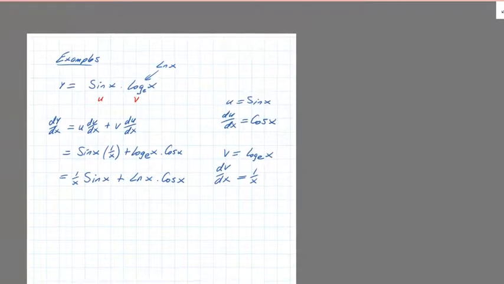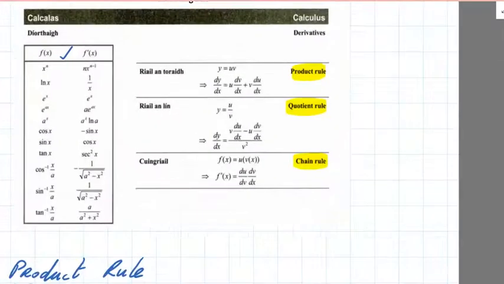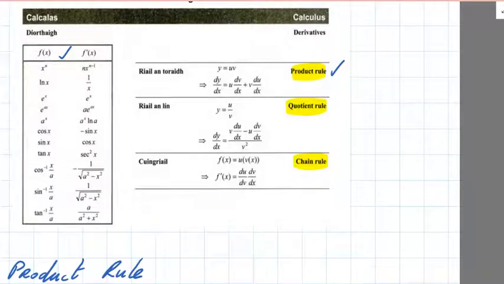Now we can go on to the next rule on the table, which is the quotient rule. So we have the product rule done. Now onto the quotient rule, which is a similar rule, but this time instead of multiplying u by v, you're dividing u by v. So if you ever come across this, something divided by something else, use a different rule, which is this quotient rule here.